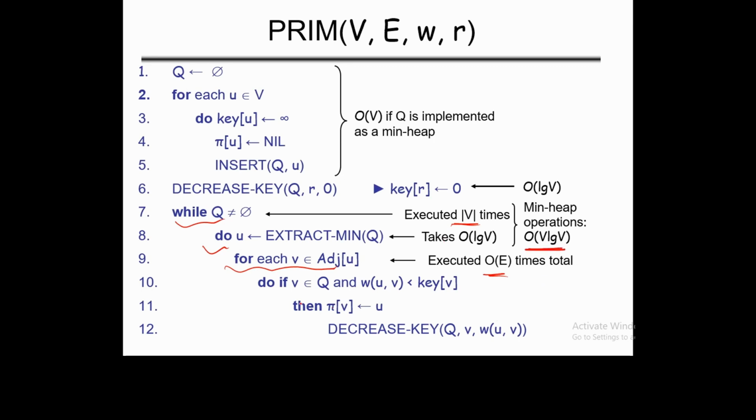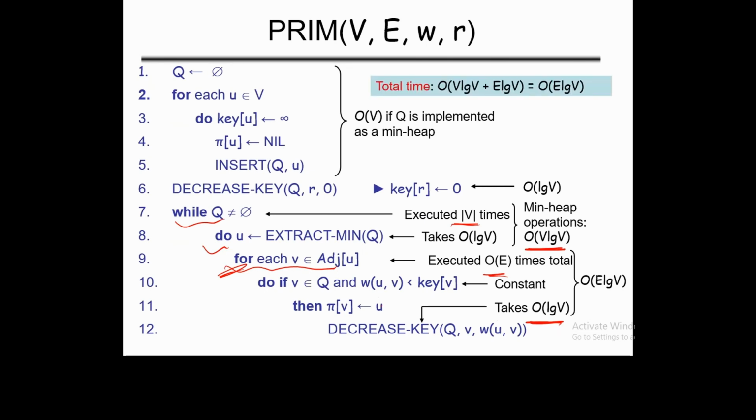Now let's come to here. If v belongs to Q, this will be a constant here, and the decrease-key operation again will take O of log v time. This is also inside the loop. If we combine these, since it is inside this loop, it will take time around O of e log v. Now if we sum it up, the total cost will be O of v log v plus O of v log v plus e log v. So this is the total time requirement.